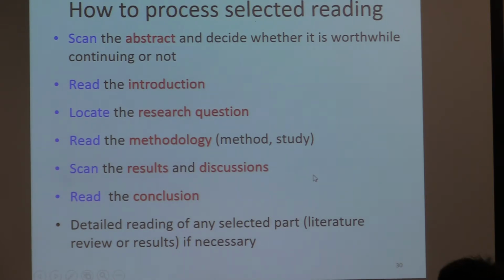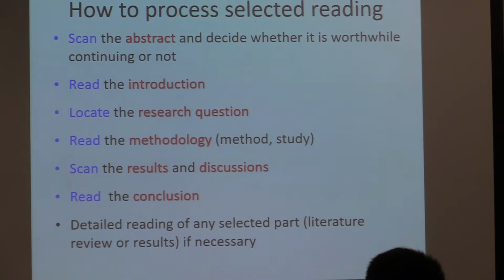Now, how to process selected readings? If you want to write a research article, you have to read at least 30 or 40 articles for your literature review. You do not only cite these articles in the literature review, but also afterwards when you are discussing your results. You still need to refer to literature to back up your findings. So reading is a cyclic process. You do reading when you do the literature review, and later when you report and discuss your findings, you still have to go back to the literature.